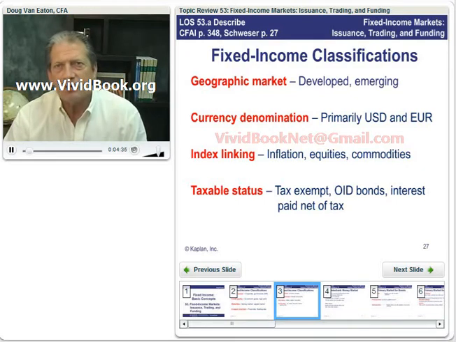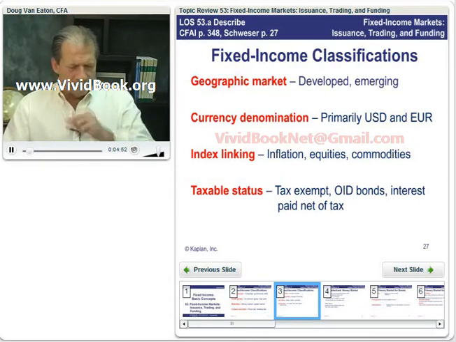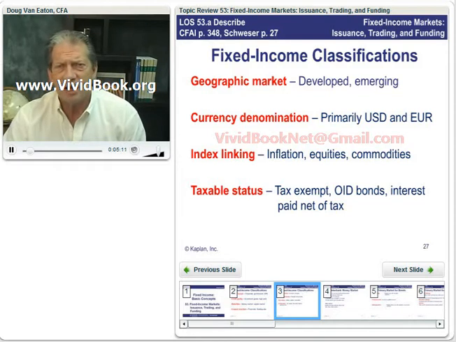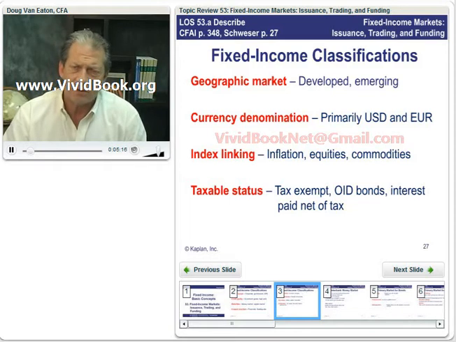In terms of the taxable status, we've got tax-exempt bonds, at least in the U.S., are municipal bonds where the interest is exempt from federal income tax. OID bonds are original issue discount bonds. Issued, it may trade at a little discount or a little premium to its par value. But original issue discount bonds are issued at a rate that is significantly different from the current rate, and so they're sold at a discount.